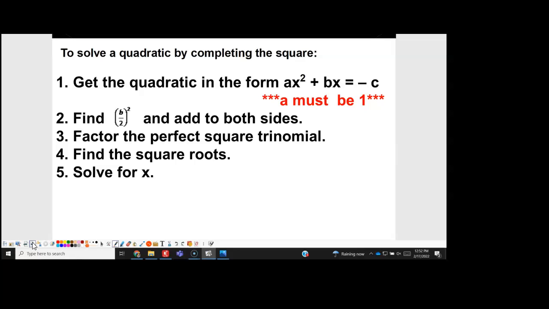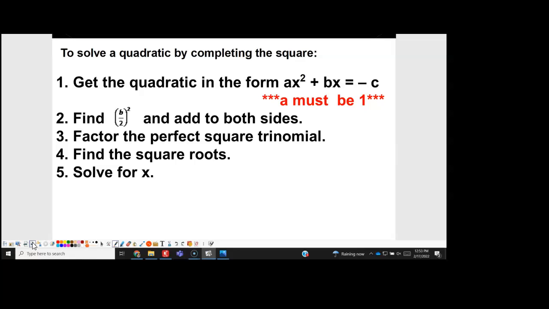Then, the other stipulation is that my A value must be 1. So if A was 2, we would have to divide everything by 2 to make A 1. Now we're going to look at examples. Part 2 is you're going to take the B term from BX, divide it by 2, and square it. Now you're going to add that number to both sides. We add it to both sides because by adding it to the right side of the equal and adding it to the left side of the equal, we keep our scale balanced.